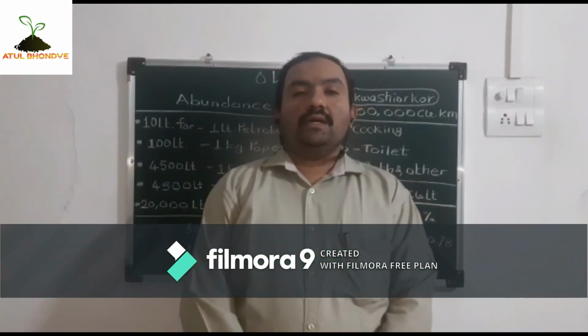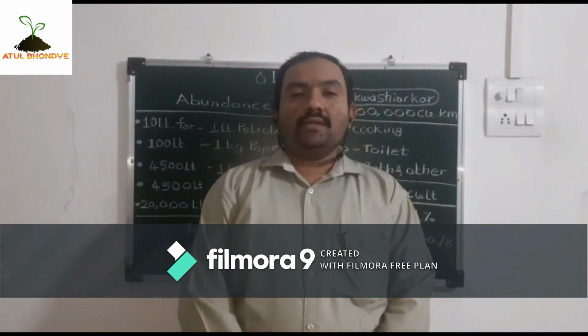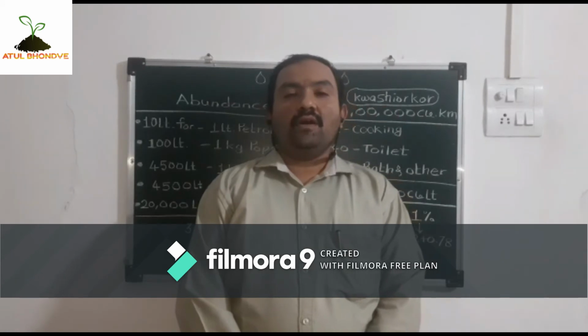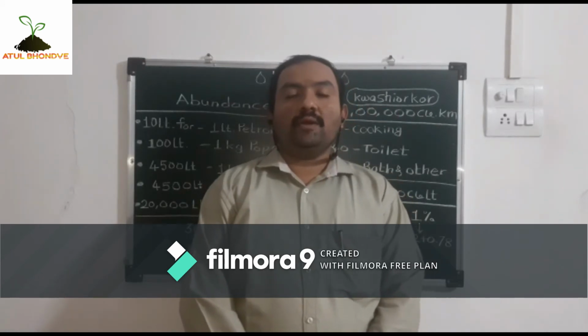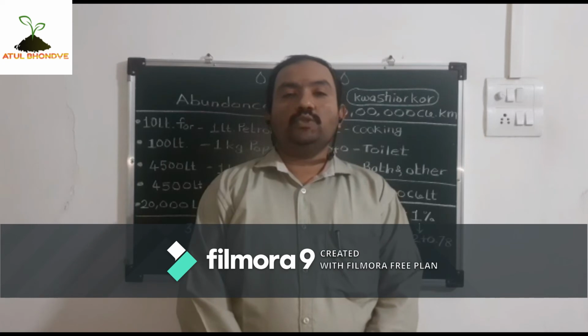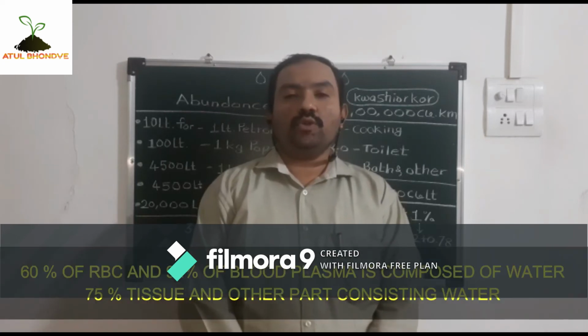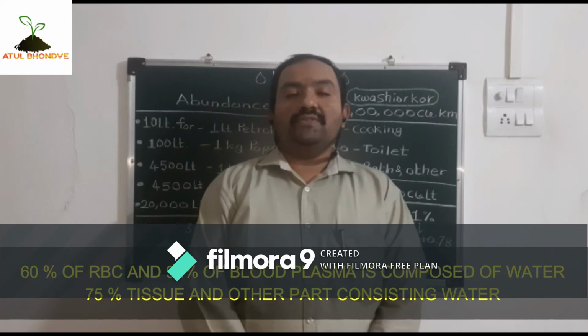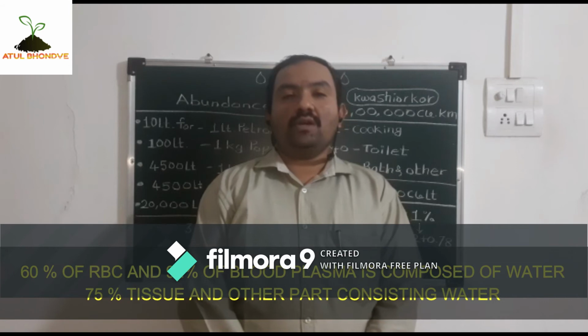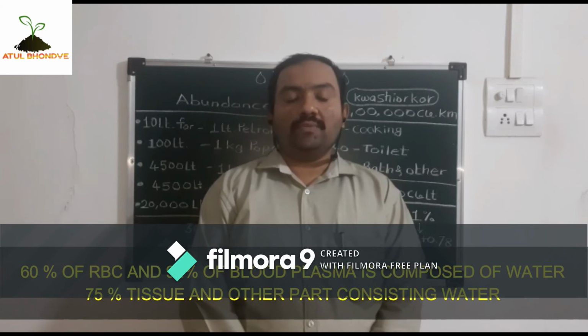Students, considering our body, about 60% of red blood corpuscles and about 92% of blood plasma is composed of water, and about 75% of all other tissues are made up of water.